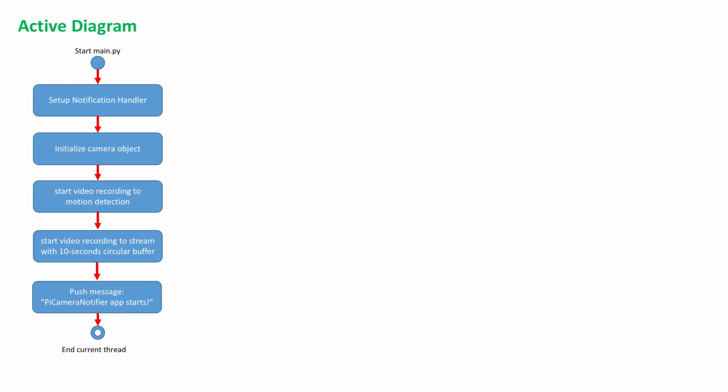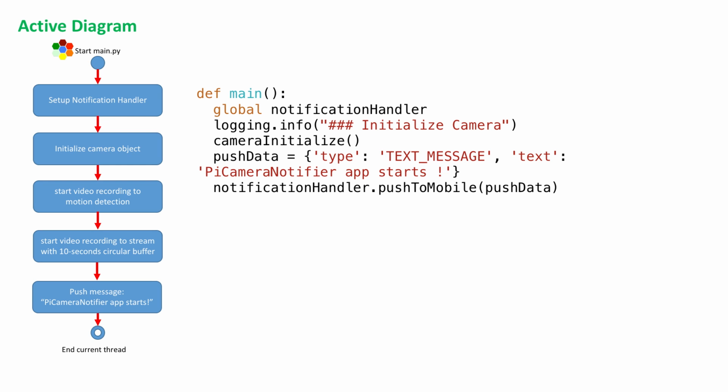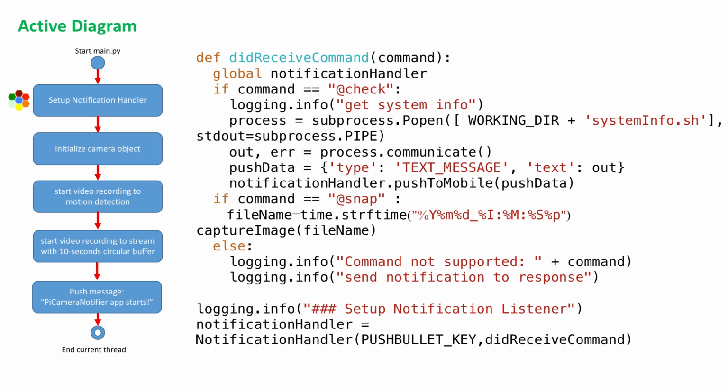This is the activity diagram of main.py. At app launch, I initialize two important objects, the camera and the notification handler. Those objects are used in all the functions below. First, set up the notification handler. I create this object with two input parameters, the Pushbullet key and did_receive_command. The Pushbullet key is the access token you create on the Pushbullet website, and did_receive_command is a callback function that will be called when you text a command from the Pushbullet app to send it to the Pi.